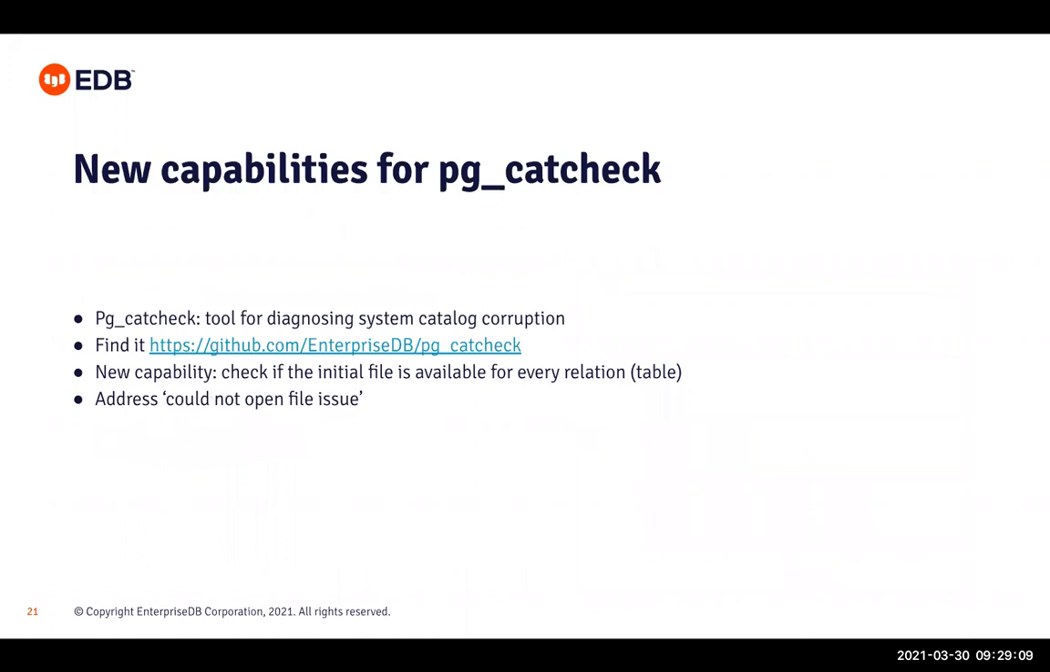On pg_catcheck, what has been done to perform this check is essentially to do a select star from a table limit 0, which will check whether or not there actually is a file related to the table, or a relation as it's called in Postgres.